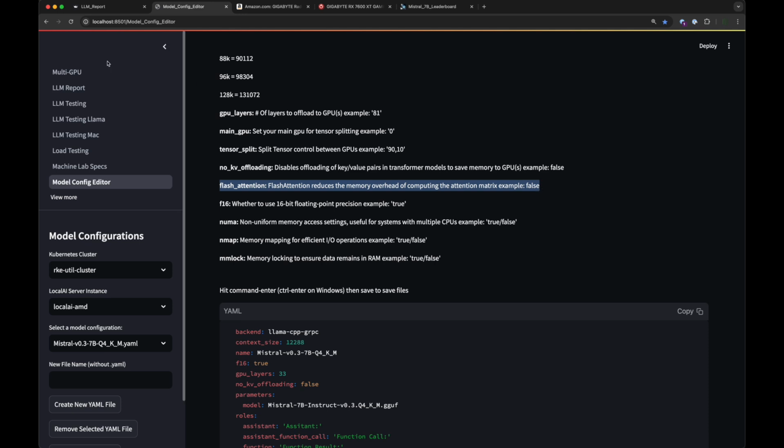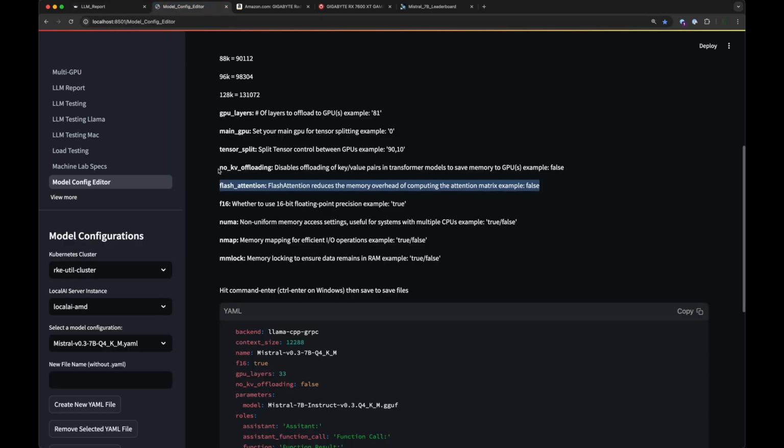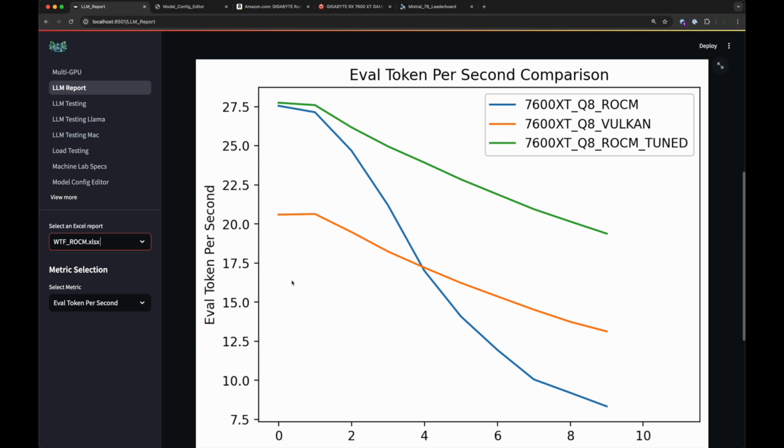So what I did was I went ahead and set up and ran the same exact test, but with a model config for the Mistral Q8 that had flash attention turned on for ROCm, and what we ended up with is this. As we can see, the blue and the orange are from our last video tests. So that's just ROCm out of the box and Vulkan out of the box. And we can see that profile that ROCm actually gave us. The green is that same exact test that I ran, except with flash attention turned on.